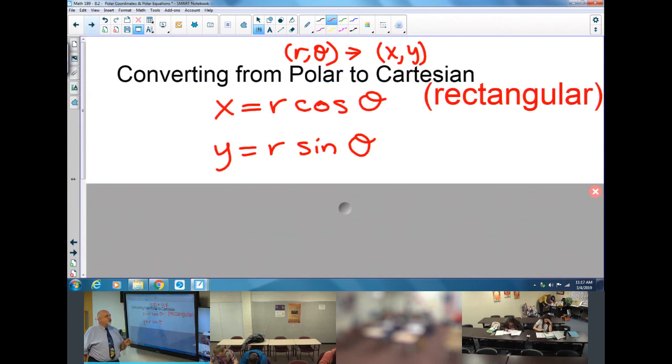Okay, so now to convert from polar to Cartesian. Polar is the r, theta. Cartesian is what we're normally used to, the xy points. Sometimes instead of Cartesian, it'll say rectangular. That's the system we normally have. There are 2 equations that you need that will convert polar to Cartesian, and that is x equals r cosine theta and y equals r sine theta.